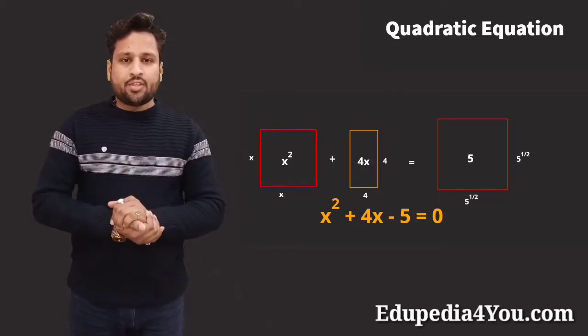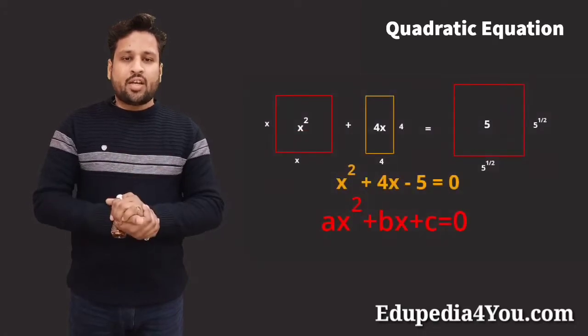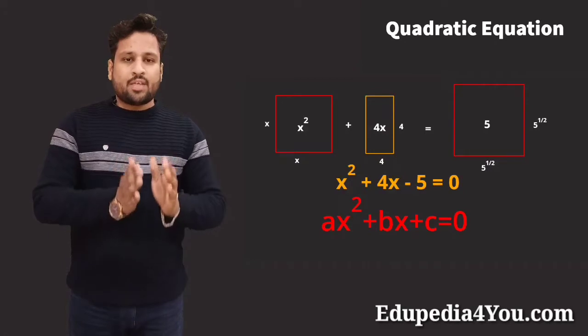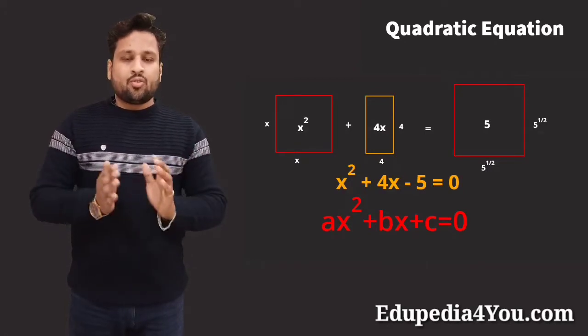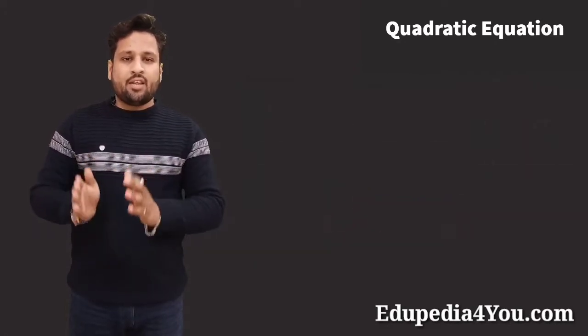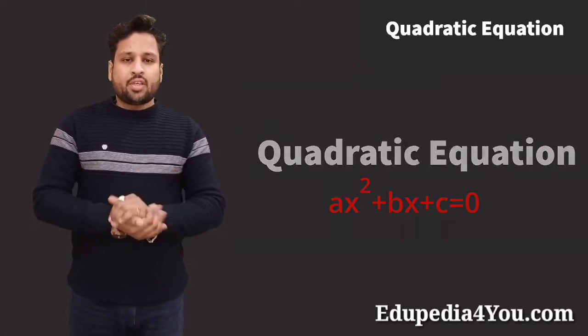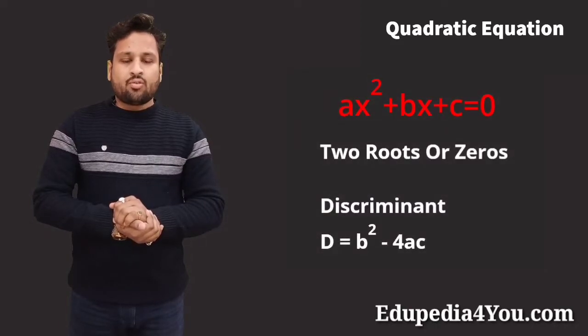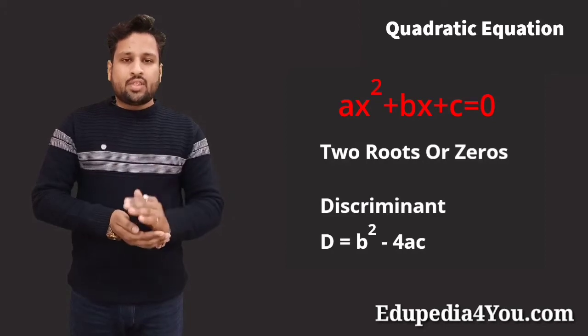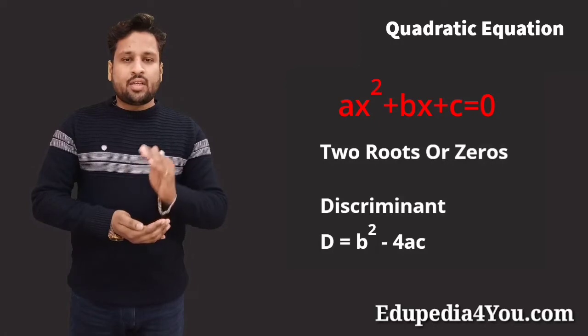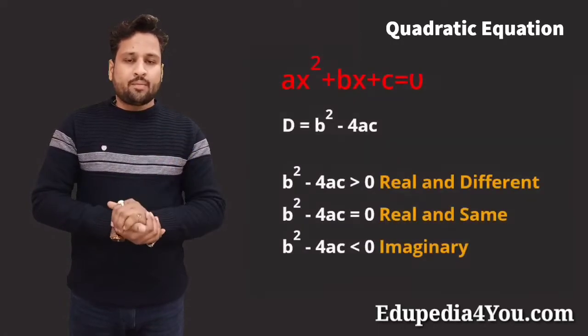Is this a quadratic equation? Yes, this is a quadratic equation, and the standard form of the quadratic equation is ax square plus bx plus c. So we can say any equation written in this form is known as a quadratic equation. Every quadratic equation has two solutions, or roots, or zeros of the equation. The roots can be real or imaginary. We can identify whether the roots are real or imaginary by using the discriminant.